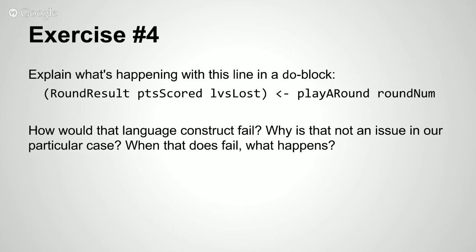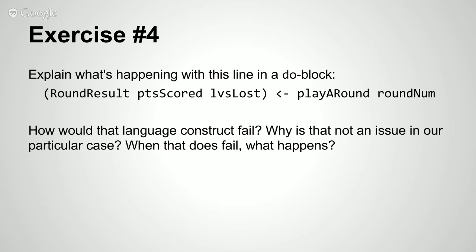Is that the last line in the do block? It's not. It can't be, because the last line can't bind any new variables, and this is binding points scored and lives lost. But it's not really like a true monadic bind, because it doesn't return it wrapped in... It's binding as in binding a value to a variable, which is totally different from the monadic bind function.